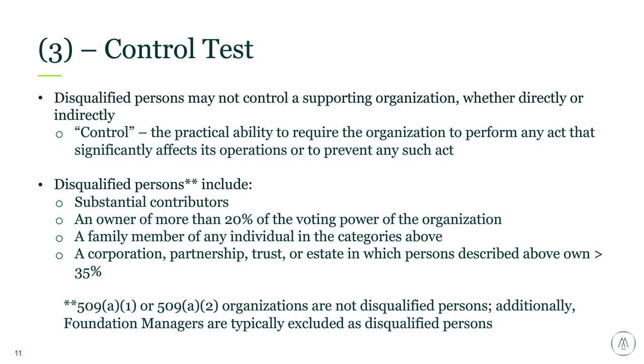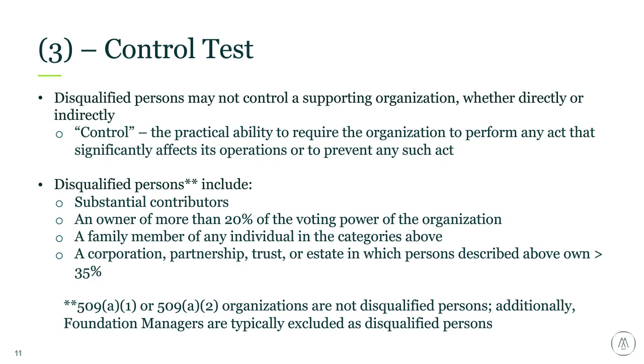disqualified persons include substantial contributors, and these are any individuals or entity who give the greater of $5,000 or 2% of the gifts received by the organization from inception, including gifts by a spouse. So you can see that that gets triggered pretty easily, actually. An owner of 20% or more of the voting power of the organization, a family member of any individual in the categories above, and a corporation, partnership, trust, or estate in which the persons described above own greater than 35%.